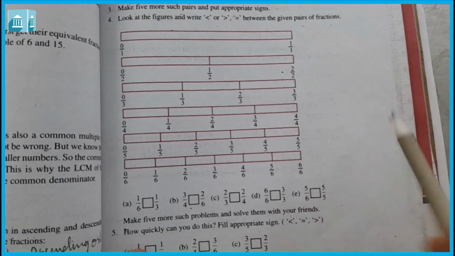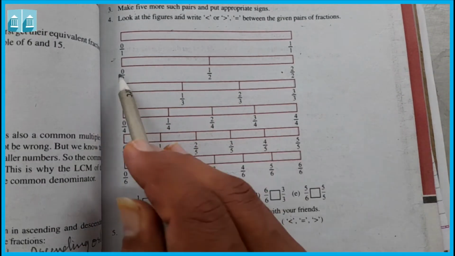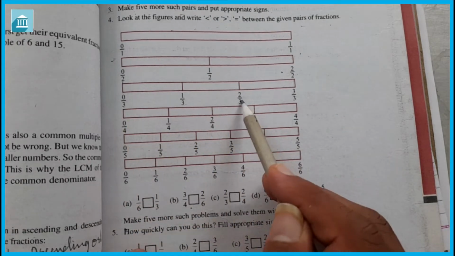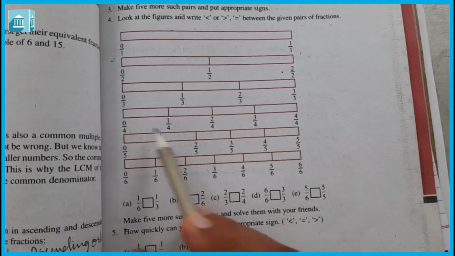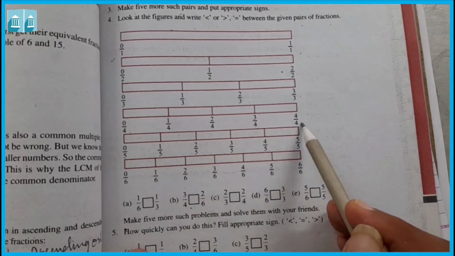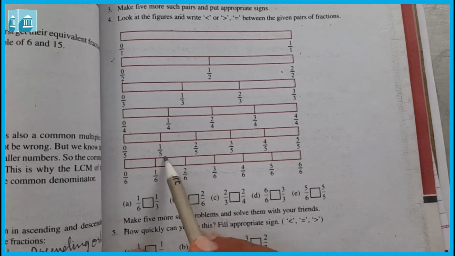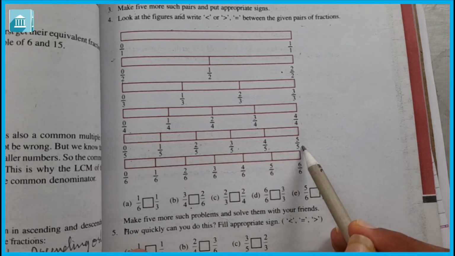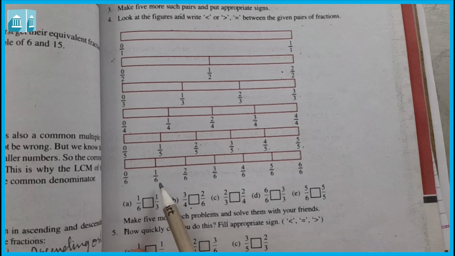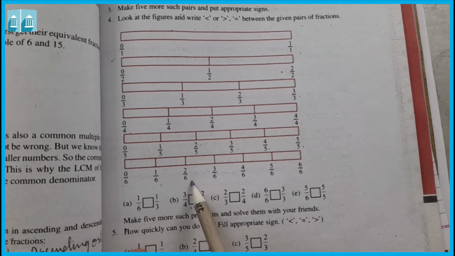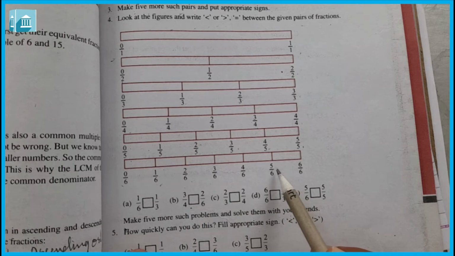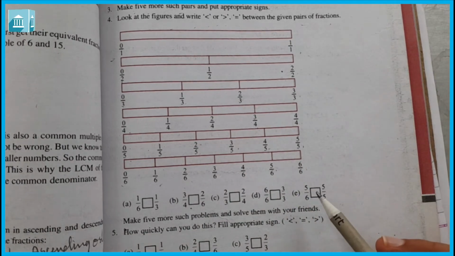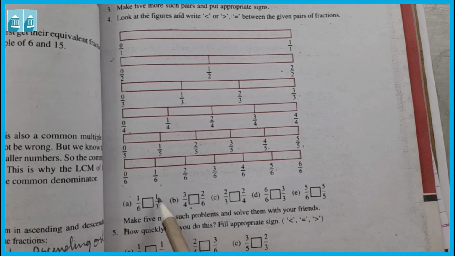Now we can see here 0 to 1: 0 by 2, 1 by 2, 2 by 2; 0 by 3, 1 by 3, 2 by 3, 3 by 3; 0 by 4, 1 by 4, 2 by 4, 3 by 4, 4 by 4; 0 upon 5, 1 upon 5, 2 upon 5, 3 upon 5, 4 upon 5, 5 upon 5; 0 upon 6, 1 upon 6, 2 upon 6, 3 upon 6, 4 upon 6, 5 upon 6 and 6 upon 6. Now on the basis of this we have to see 1 by 6 and 1 by 3.